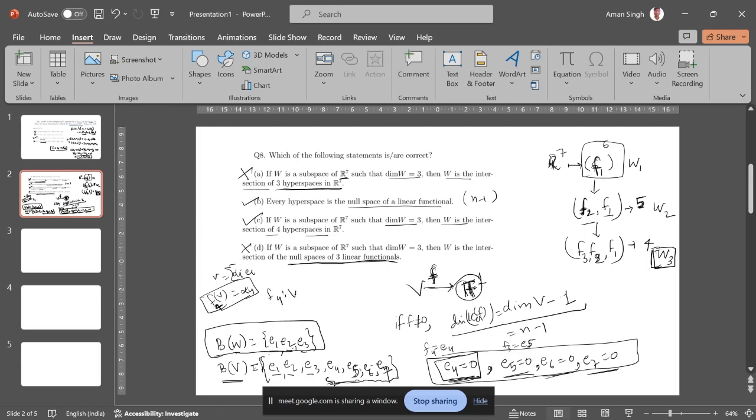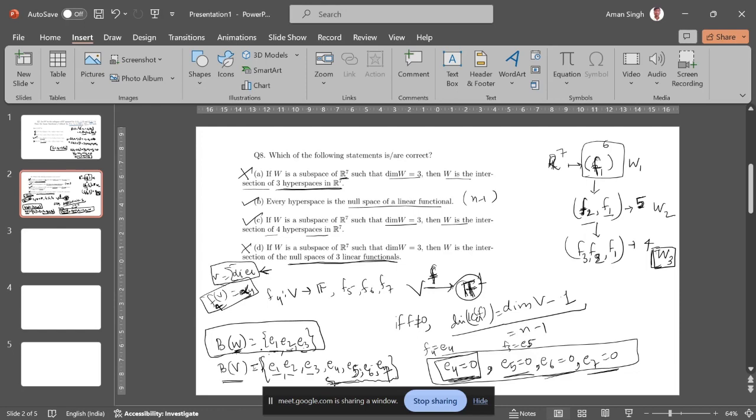F4 is a function from V to the field F. So it is the projection onto the fourth coordinate. If V can be written as the summation of alpha I VI, then F4 of V is equal to alpha 4. So this is one hypersurface. Similarly, define F5, F6, F7. Now, what will be the intersection of kernels? That will say that all the coordinates alpha 4, alpha 5, alpha 6, alpha 7 are 0 in this expression. Right? If all of them are 0, then only the first three coordinates are left, alpha 1, alpha 2, alpha 3, and they are spanning W only, because E1, E2, E3 is a basis of W.